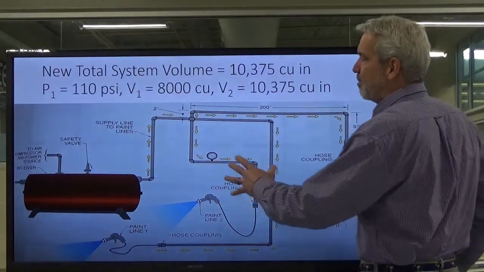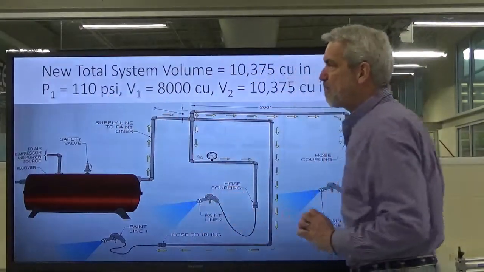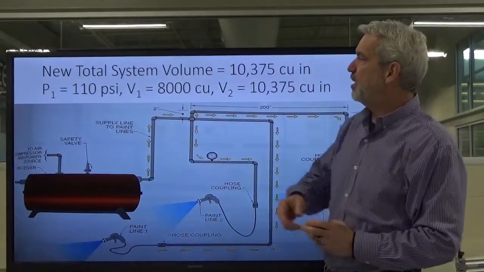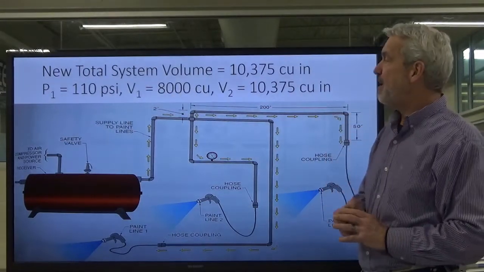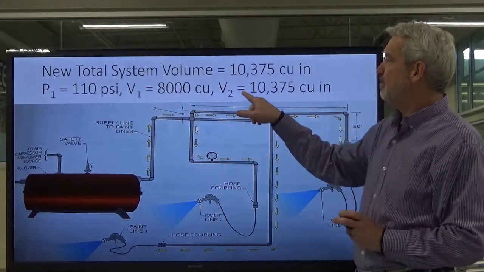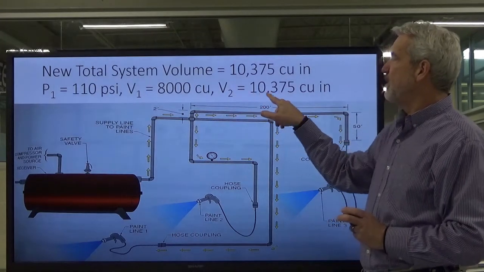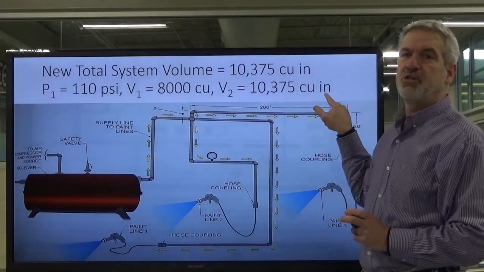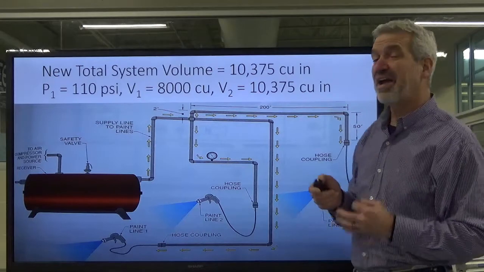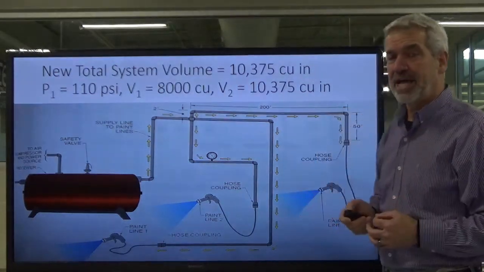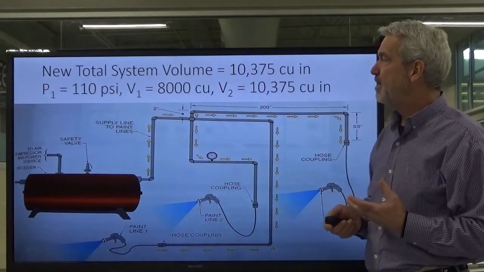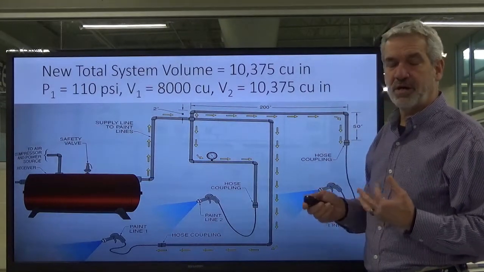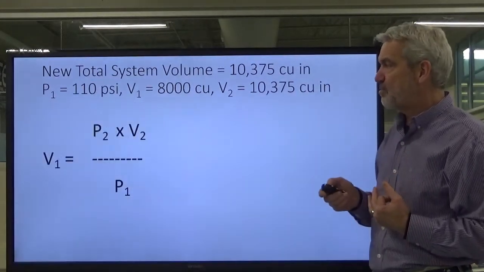So we started with 110 psi, and we started with a volume of 8,000 cubic inches. But that additional piping gave us more volume, which is where we went to, 10,375 cubic inches of volume. So we got three of the elements we need to figure out what's going to happen to our pressure. Okay, because that's what we're after.